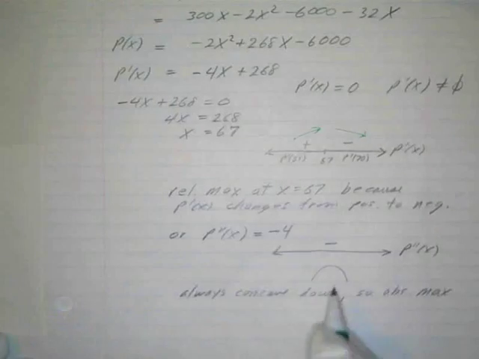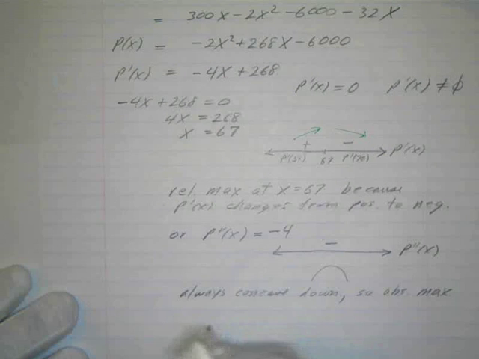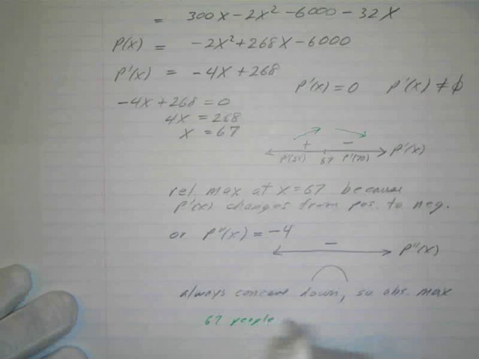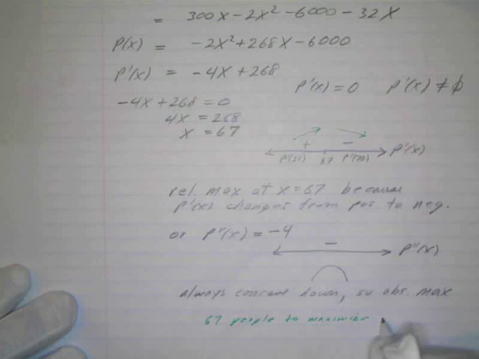And this was just using the second derivative test as an alternate. So 67 people to maximize profit.